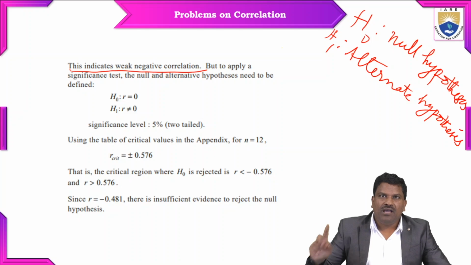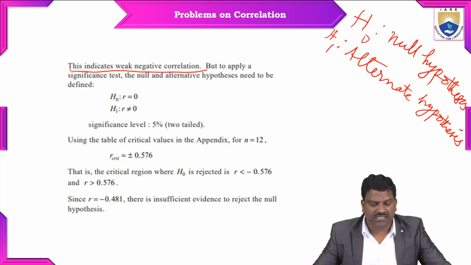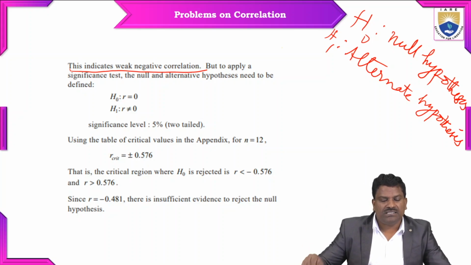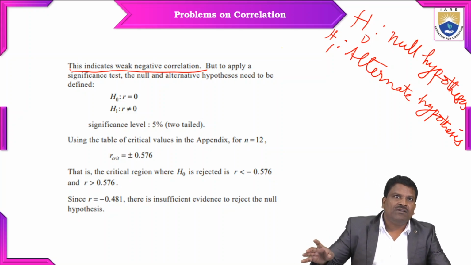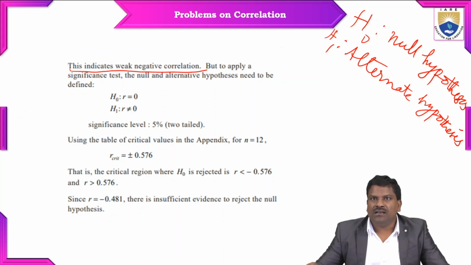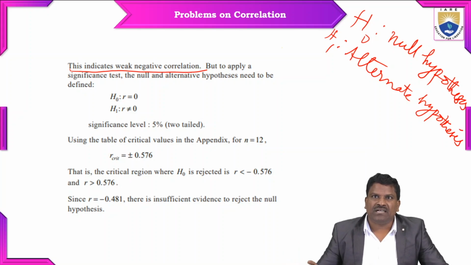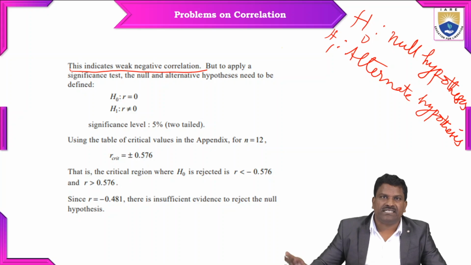And if r is greater than 0.576, then also we have to reject the null hypothesis. So, since r is equal to minus 0.481, there is insufficient evidence to reject the null hypothesis. Means we have to keep it in the acceptance interval. Keep like that. Immediately we cannot tell it is rejected.